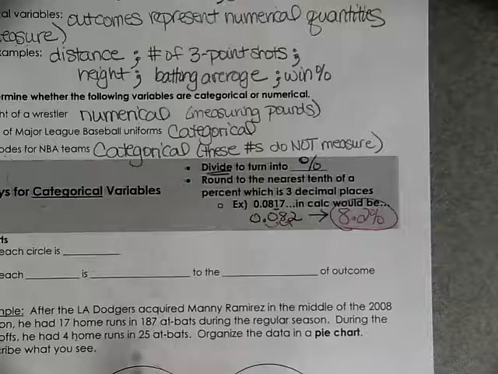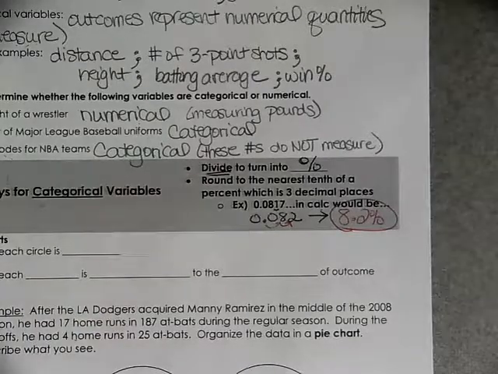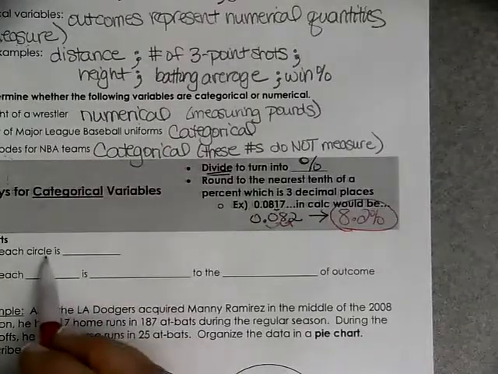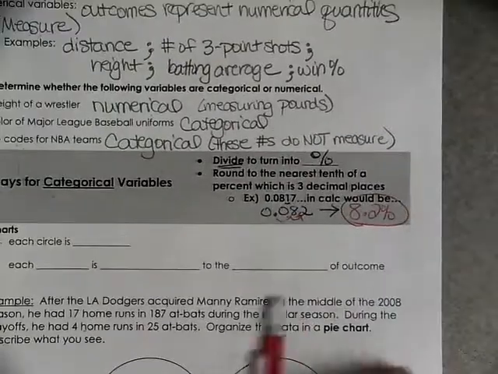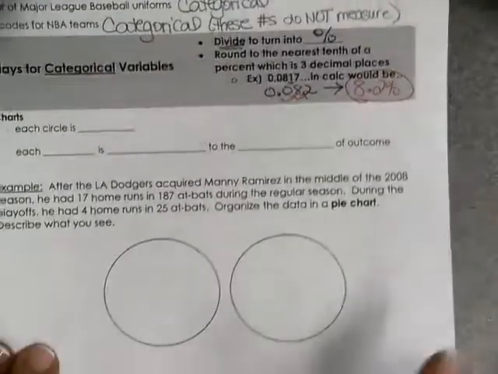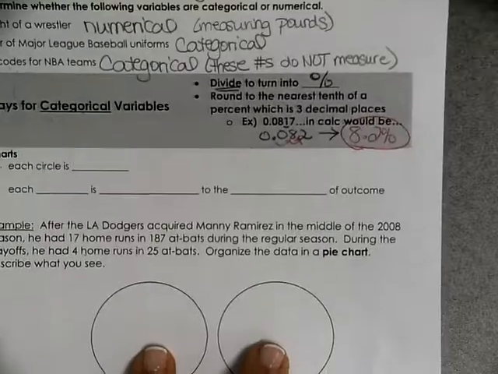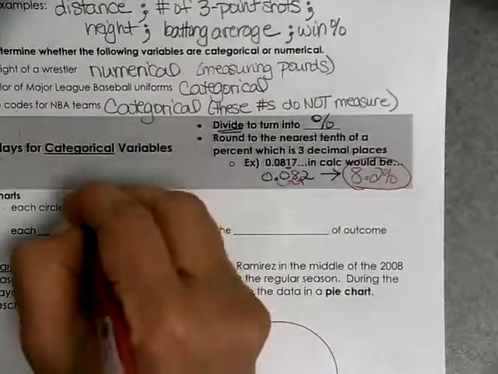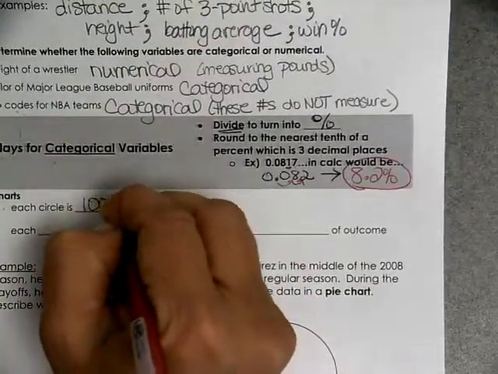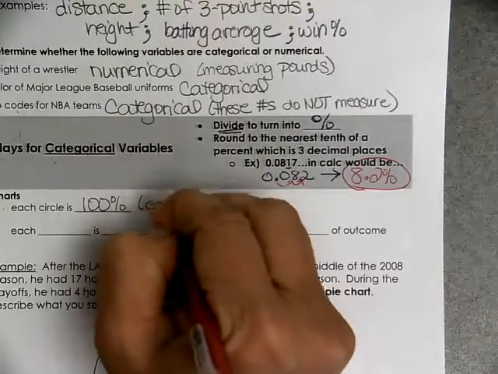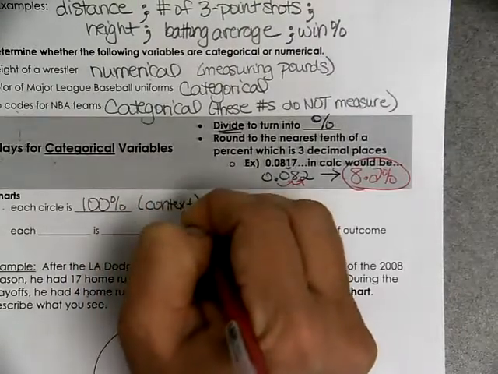There are 3 ways that we'll talk about. The first one is a pie chart. In a pie chart, we're going to have 2 circles, and each circle represents 100%. You can see this one here. And each circle represents a particular context.